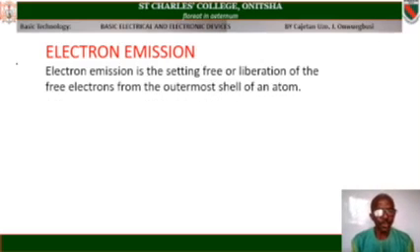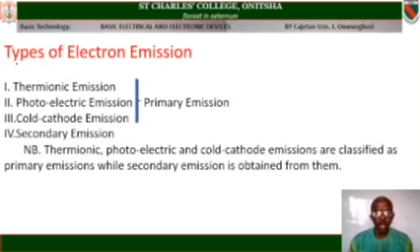Now we go into details of electron emission. We defined earlier that electron emission is the setting free or liberation of free electrons from the outermost shell of an atom. We have 4 types of electron emission. 1 is thermionic emission. The second is photoelectric emission. 3rd, cold cathode emission. And the 4th, secondary emission.